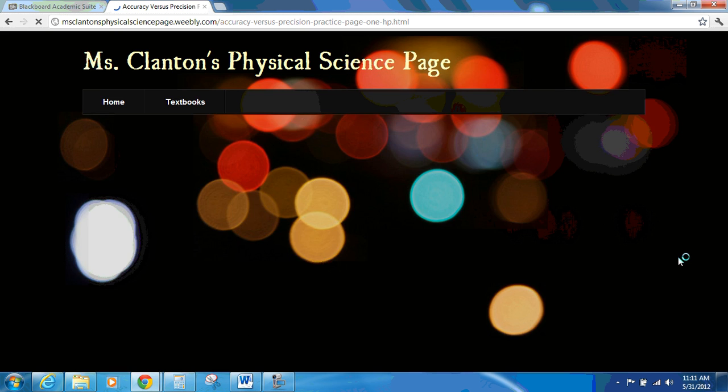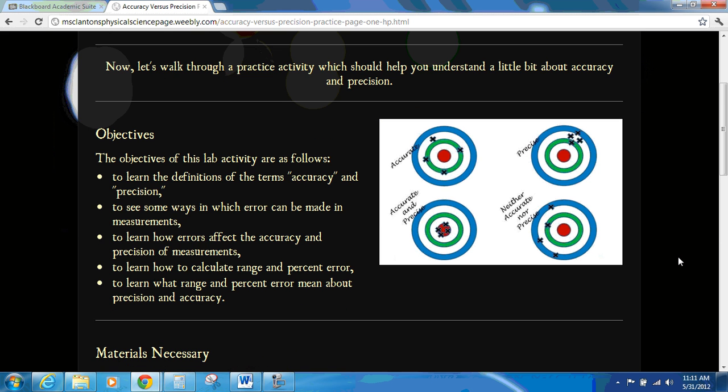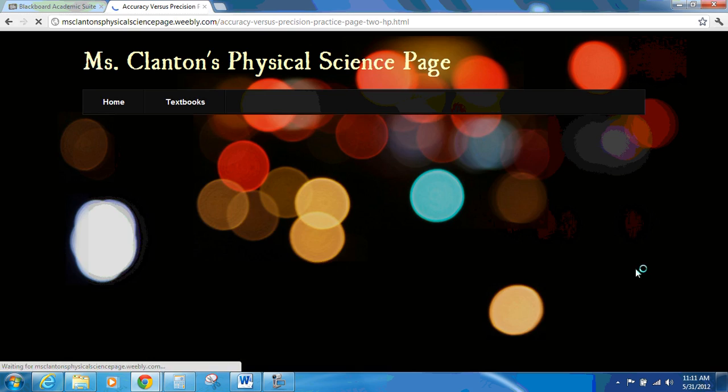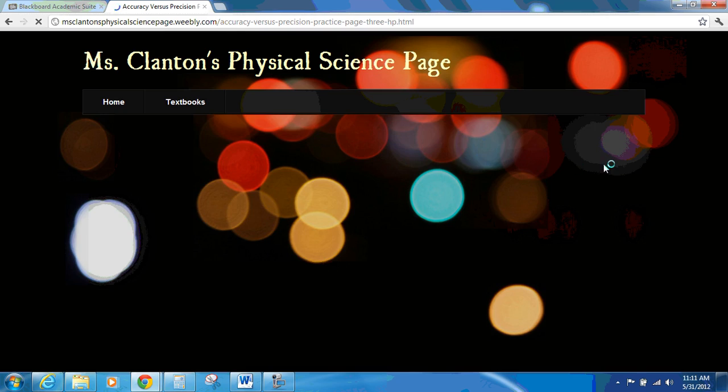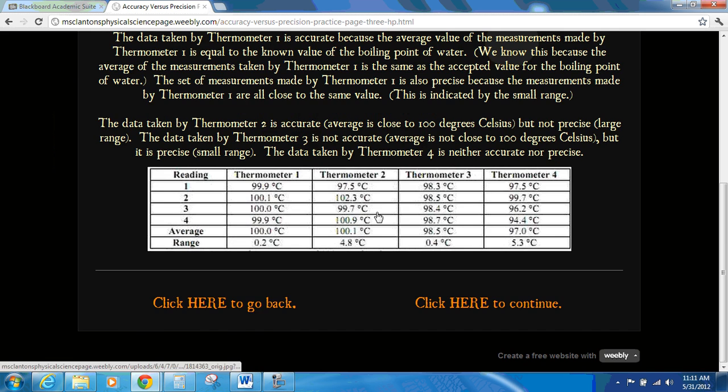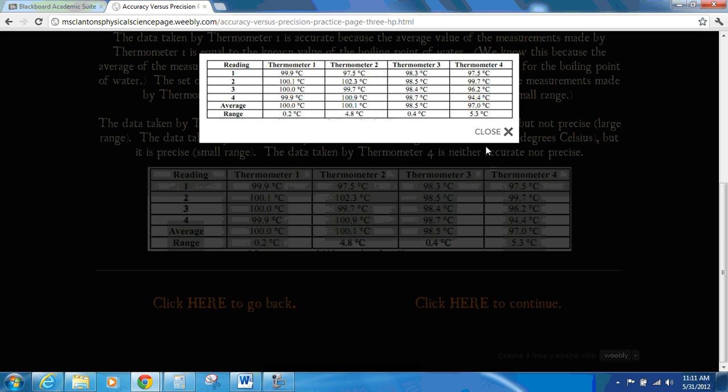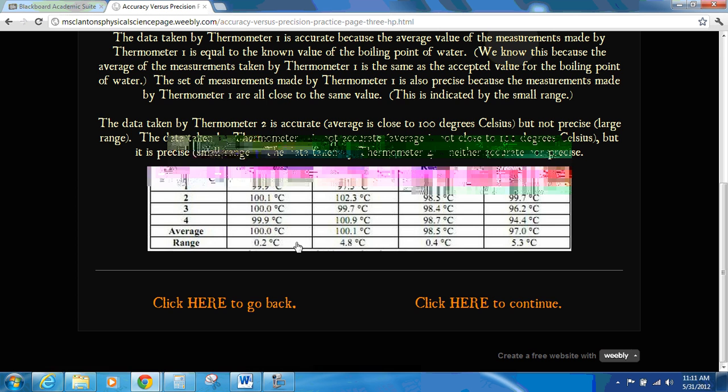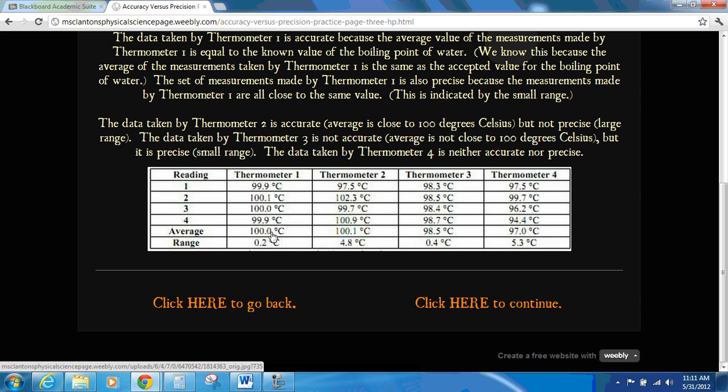We're going to continue. What we're going to look at is a set of data. We're just going to keep clicking forward until we find our data set. Here it is right here. So here is our set of data. And what we're going to do is take the thermometer readings from thermometer number 1, and calculate the percent error of the calculations made by thermometer number 1.